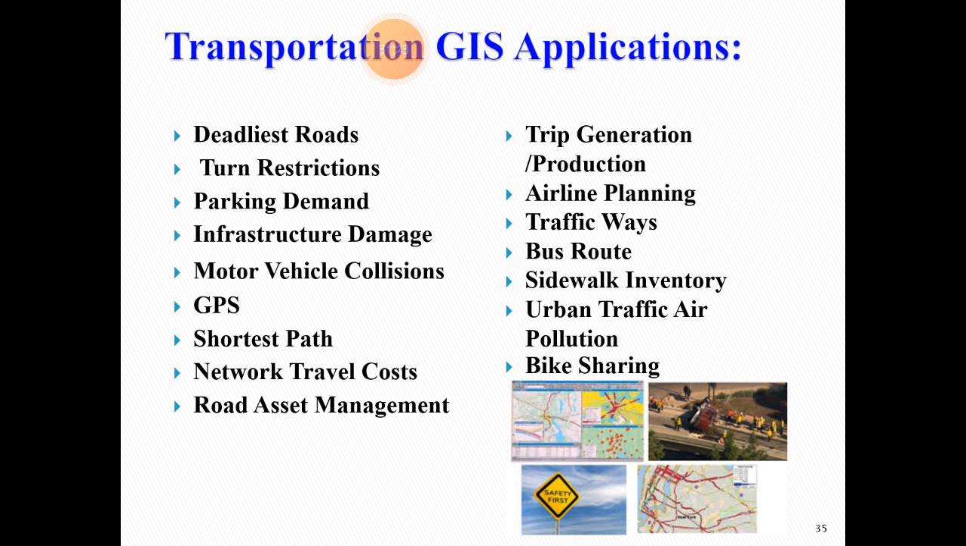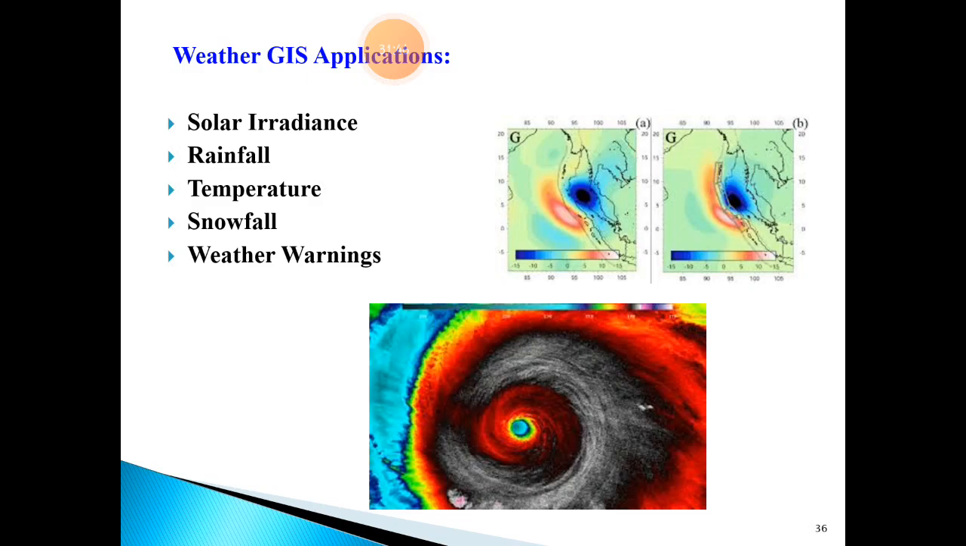the travel cost, then to manage the roadways, trip generation at tolls, to plan new airlines and bus routes, to record urban traffic and its influence on air pollution, then to share bikes in bike program stations, etc. Remember students, GPS is widely used in cities like Bangalore now.